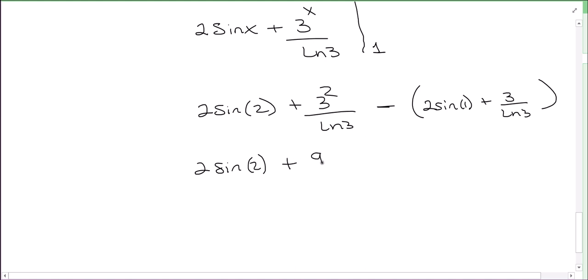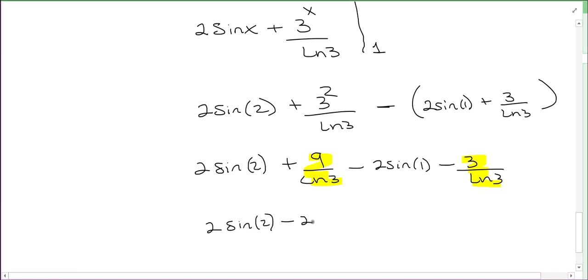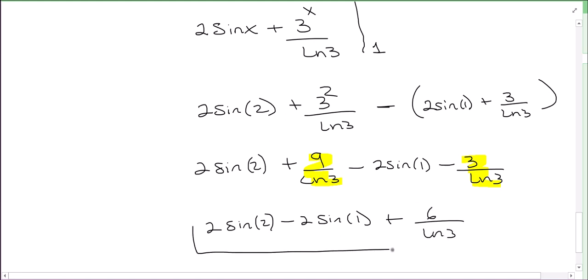But here we can say 9 over natural log of 3 minus 2 sine of 1 radian, and then distribute the minus, minus 3 over ln of 3. These are like terms, 9 over ln of 3 and 3 over ln of 3, so we can simplify those. So I'm going to have 2 sine of 2 radians minus 2 sine of 1 radian, and then 9 over ln of 3 minus 3 over ln of 3 will be plus 6 over natural log of 3. And that will be our answer.